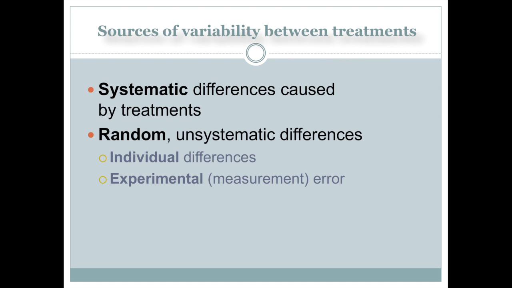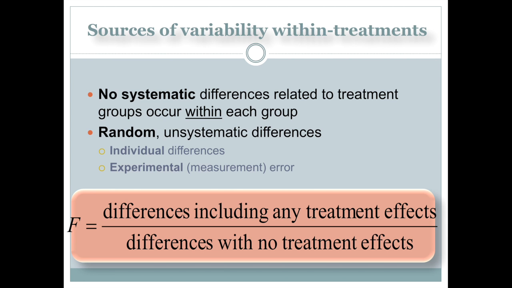Okay, there are systematic differences caused by the treatment, and that's what you're actually looking for when you're looking at that variability between treatments. Did the medicine work? Was the therapy effective? And then you also have these random, unsystematic differences: individual differences, or in some cases, experimenter or researcher error. There are not usually systematic differences related to treatment groups that occur within the group. If there are, they're random, unsystematic differences, because you're not trying to see the differences within that one group. You're really trying to look between the groups.